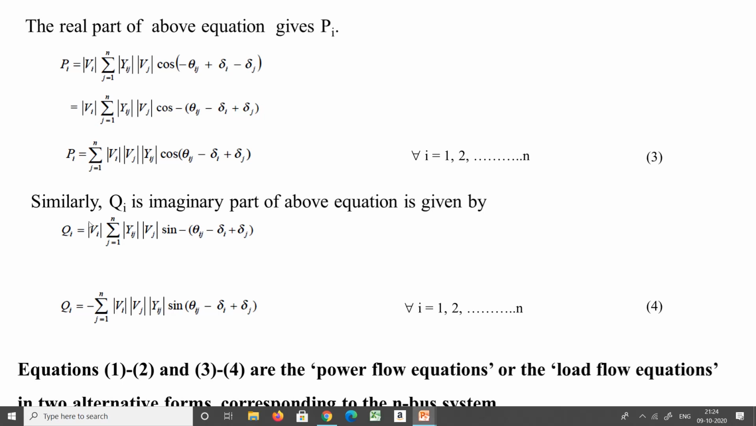So equations 1, 2, 3 and 4 are the power flow equations or load flow equations, both alternative forms corresponding to the n-bus system. In overall view, we have discussed the load flow study introduction and different types of buses, and how to calculate the power flow equation or load flow equation, both in rectangular form and polar form. Thank you.